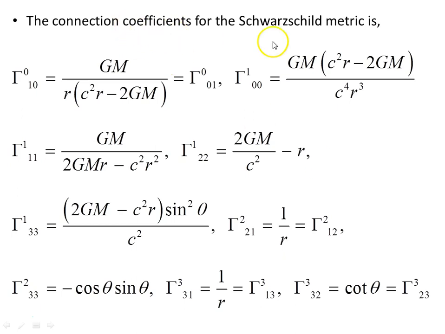Alright, the connection coefficients for the Schwarzschild metric are these here. That is the symmetry in the lower two indices. 1, 0 is the same as 0, 1 up here. And these are all the non-zero ones. Okay, these are the non-zero connection coefficients here. The rest are 0.